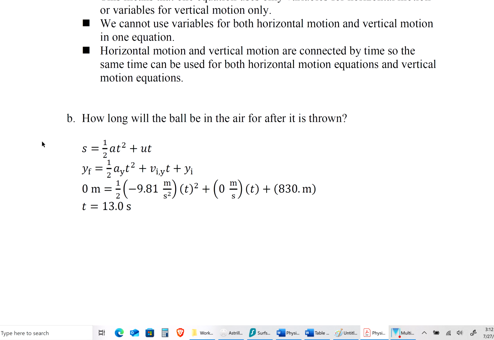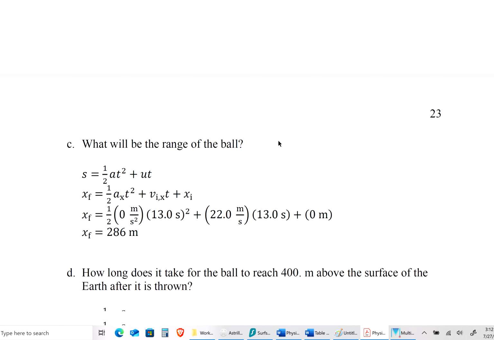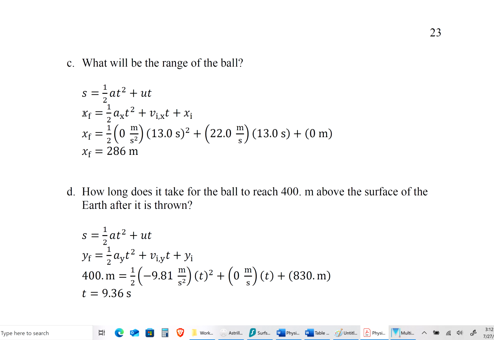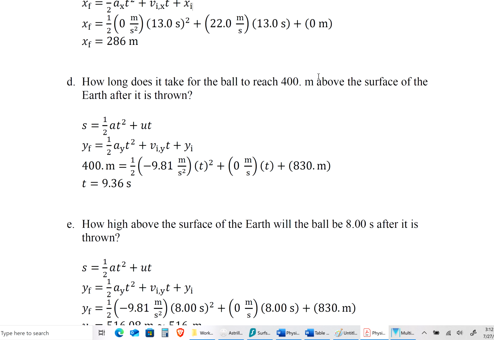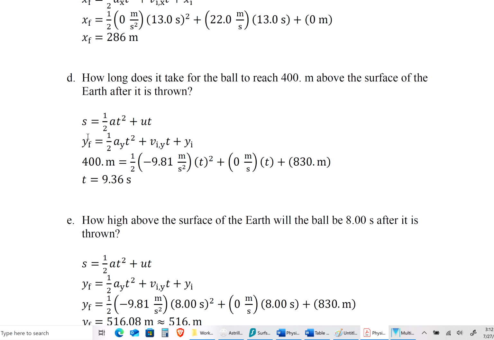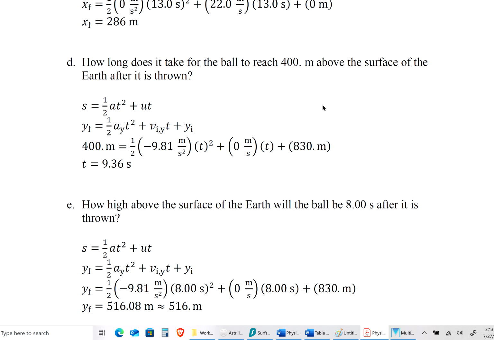Part B, how long will the ball be in the air for after it is thrown? So they want vertical variables, so we use a vertical equation. Part C, what will be the range of the ball? Range is horizontal distance, so we'll use horizontal variables. Part D, how long does it take for the ball to reach 400 meters above the surface of the earth after it's thrown? So that's vertical variables, vertical equation.